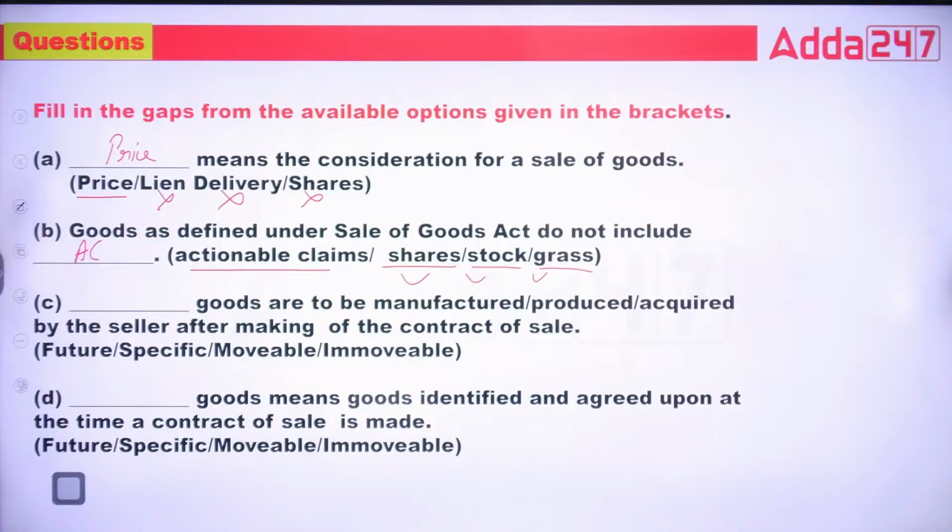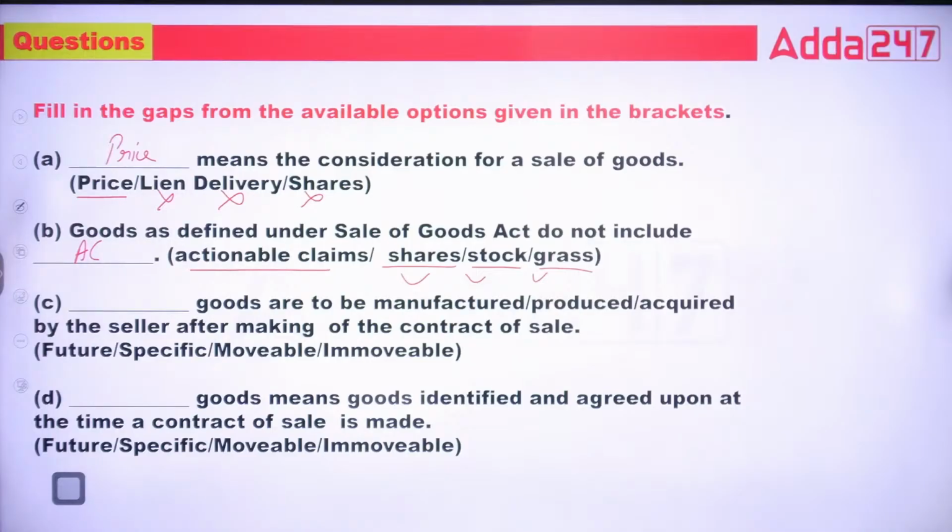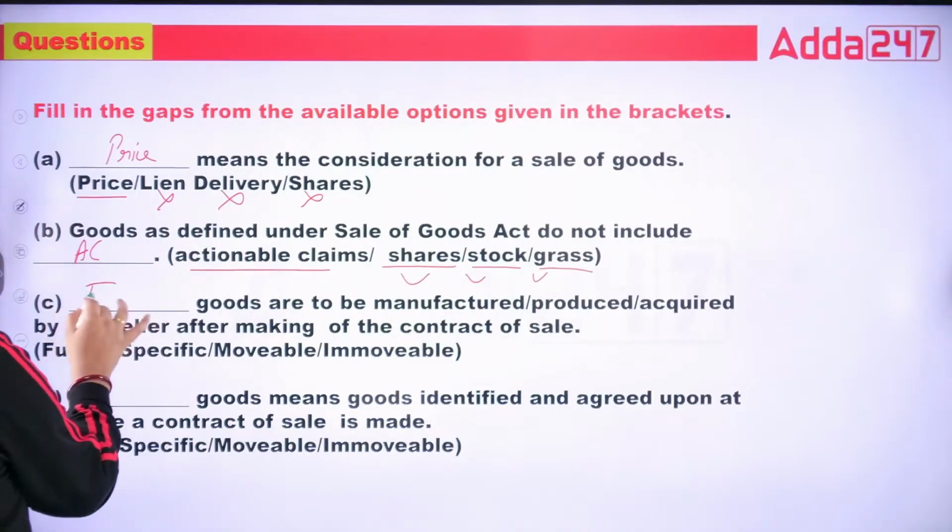Dash goods are to be manufactured, produced or acquired by the seller after making the contract of sale. Is that future, specific, movable or immovable? So dash goods are to be manufactured or produced after making the contract of sale. This is called future goods.